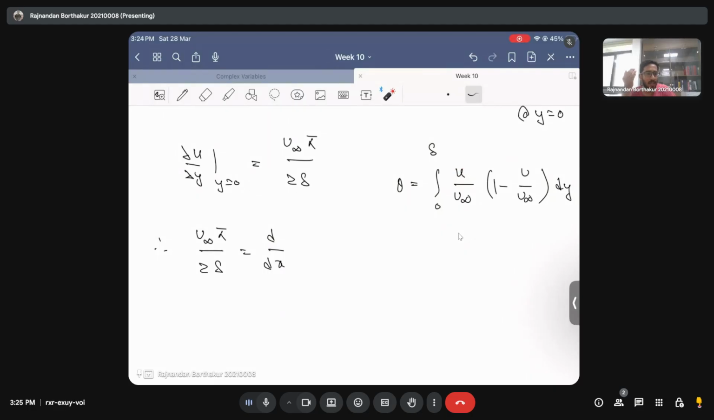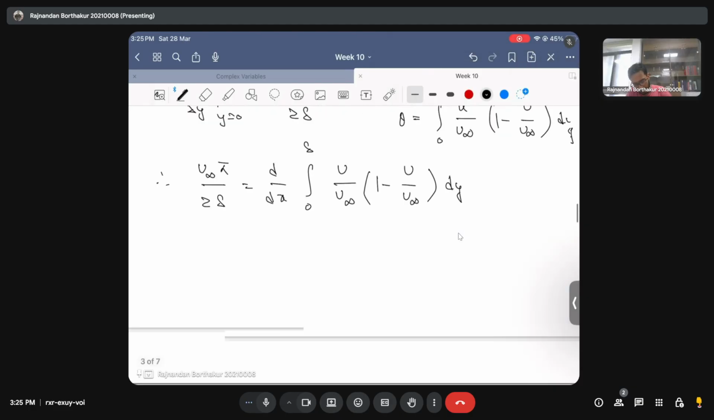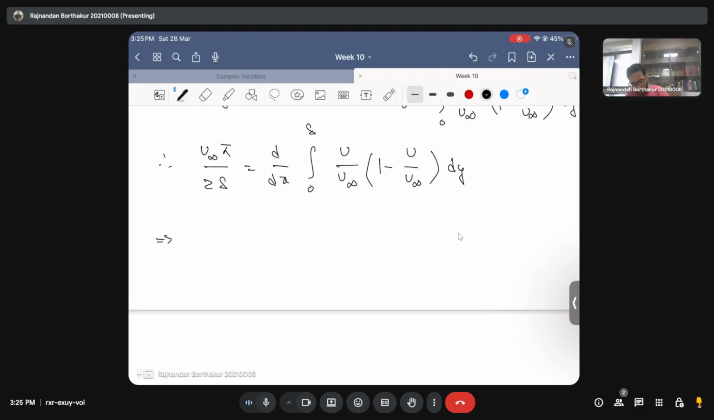Okay, because that's the very core idea on which the momentum integral approach hinges: we integrate the boundary layer equations along the y direction such that we don't have any dependencies along that direction. So then this becomes d/dx of the integral from 0 to delta of u by u infinity times (1 minus u by u infinity) dy, which means let's calculate. We just need to substitute the velocity profile here.